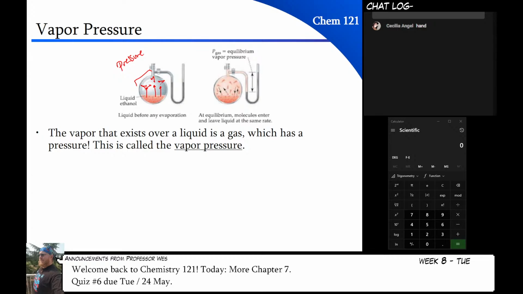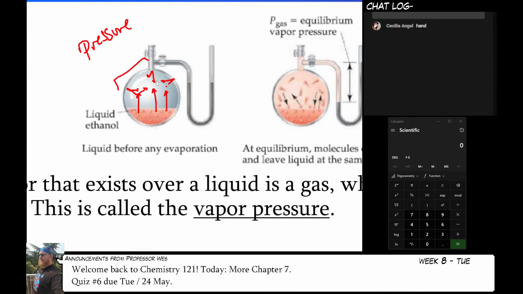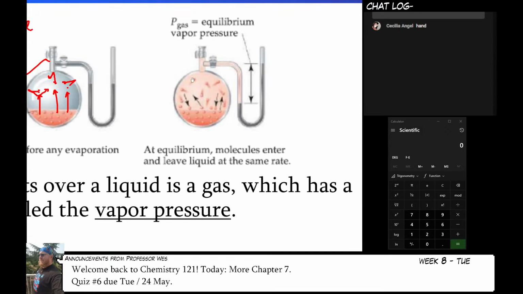And you can see in the diagram here that before we have let anything evaporate, our little manometer here, which is this mercury column, is level on both sides. But over here, once we allow evaporation to occur, it will fill the entire container and then push against the mercury to create a difference in pressure. This is the premise by which a barometer works.